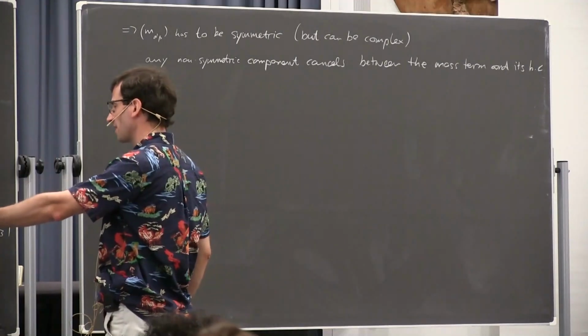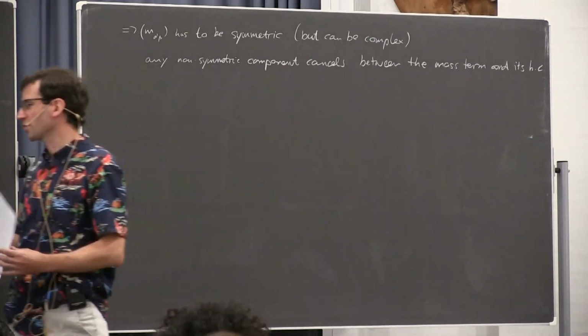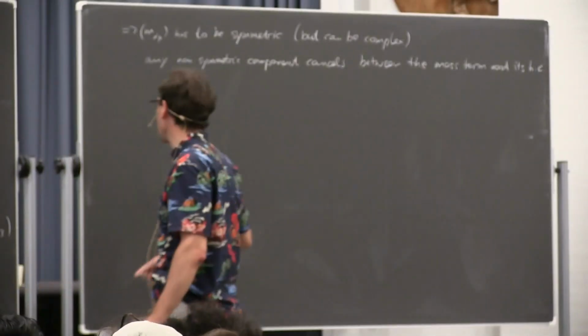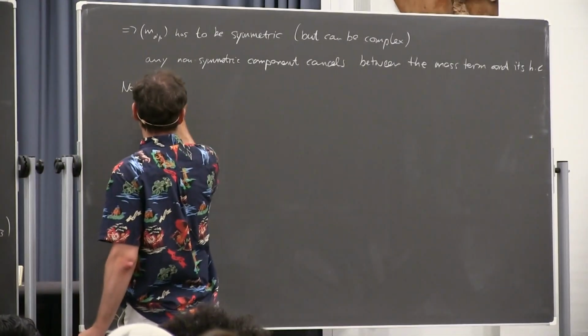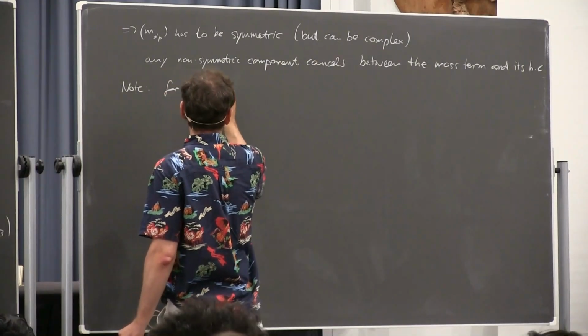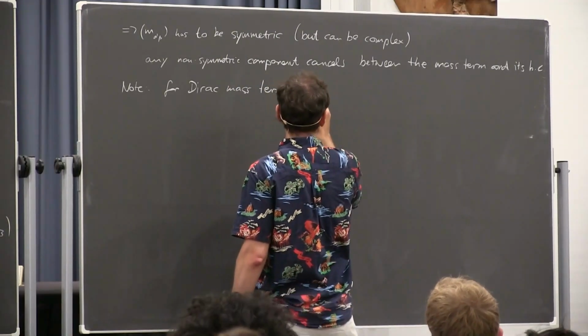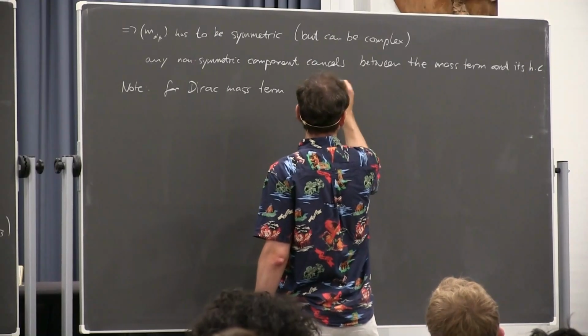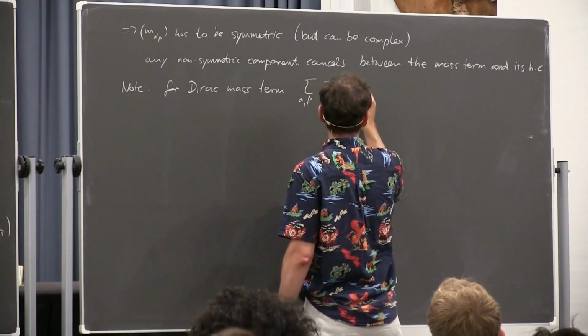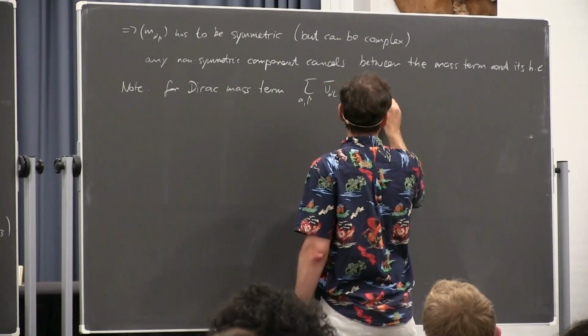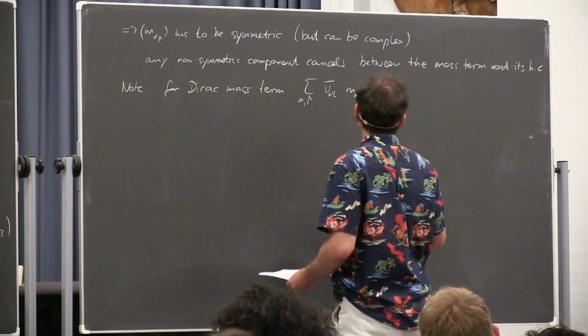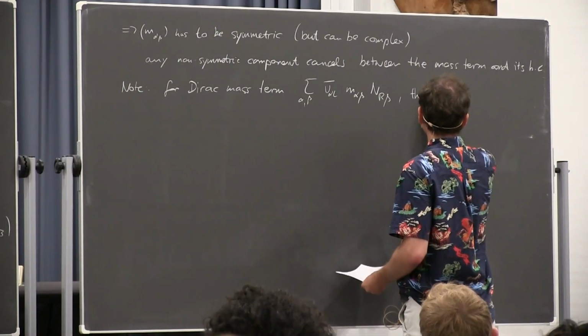Okay, note that this is something that would work differently for Dirac neutrinos. So for Dirac neutrinos, there would be different fields here, not a field and its charge conjugate, but left-handed and right-handed fields. So then the diagonalization would work the same way as in the quark sector. So note for a Dirac mass term of the form sum over alpha beta nu alpha L bar M alpha beta nu R beta, this would be different.